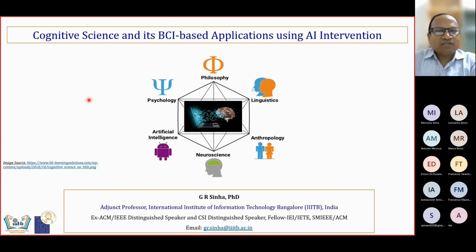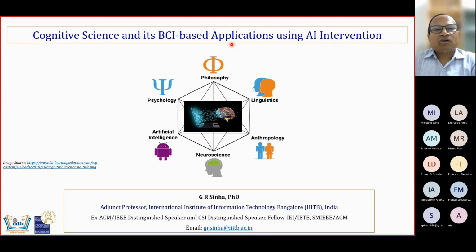The title of the course is Cognitive Science and its BCI-based applications using AI intervention. The topic seems like a single statement, but there are so many things included in it. One very important term is cognitive science. The second important term is brain computer interface, what we call BCI, and then BCI-related applications. Cognitive science has an important role to play in BCI applications.